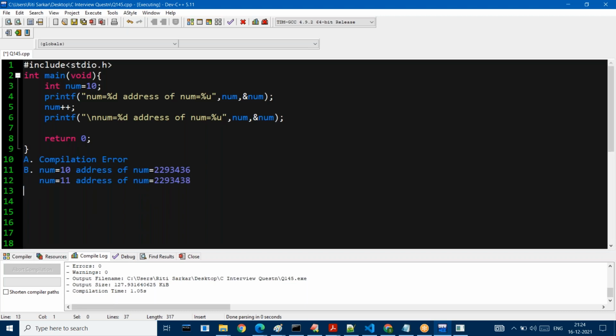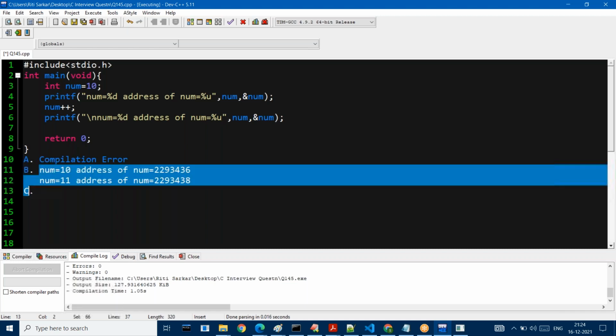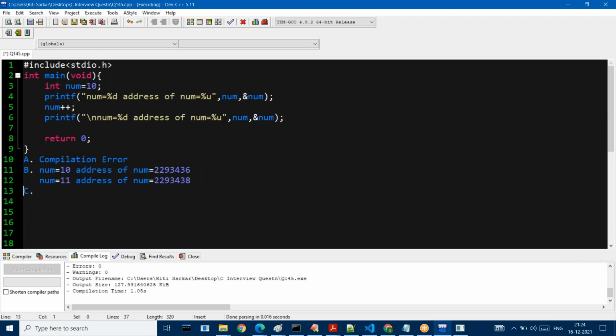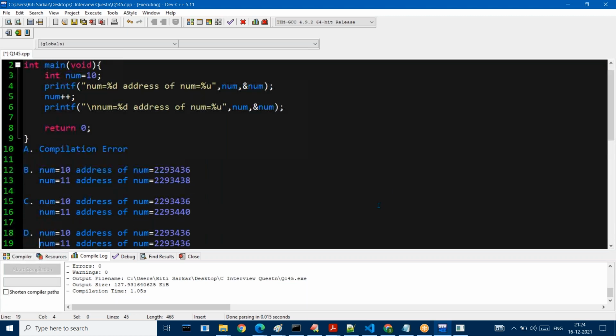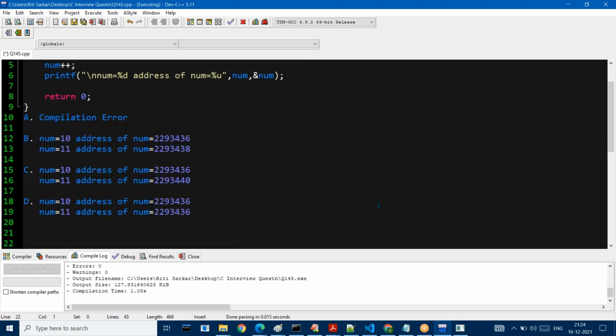Next, option C. Option C is almost same. Here I'm taking 40. Option D is almost same, and the only thing is that here I'm taking 36. Tell me which option is correct one. Which option is correct one?